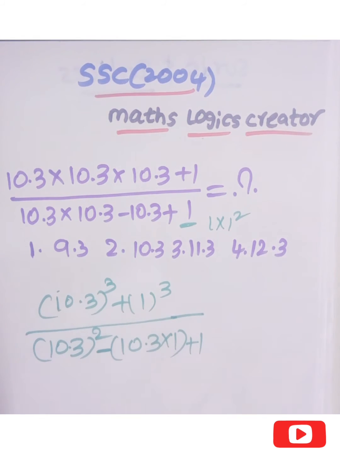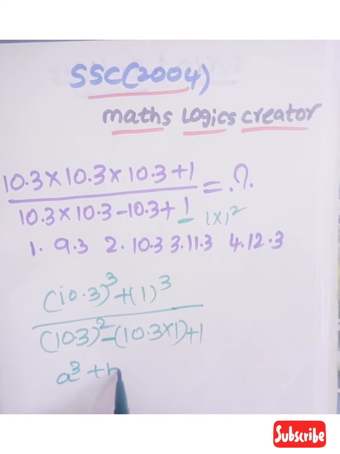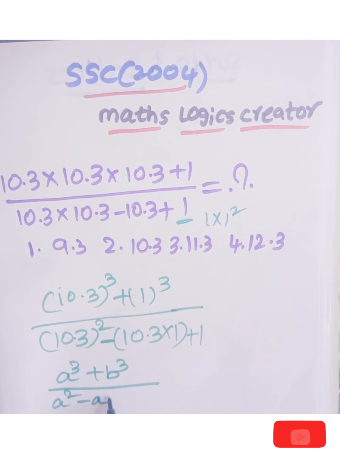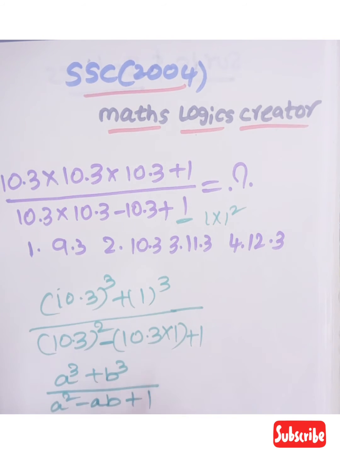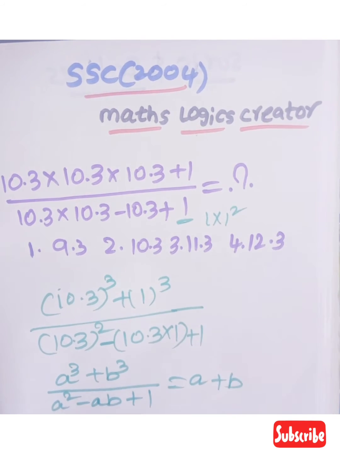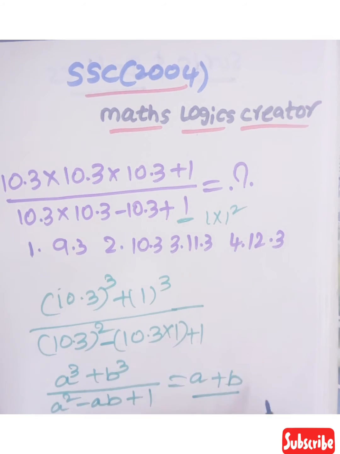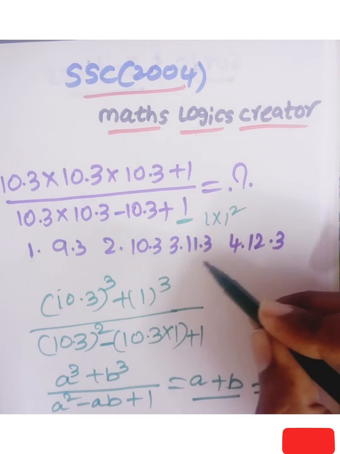Now it is in the form of one expression, like a cube plus b cube by a square minus ab plus b square. If we have an expression in this form, we can directly write it as a plus b. Here a is going to be 10.3 and b is going to be 1. So the answer is going to be 10.3 plus 1, which is 11.3. So the option is the third option.